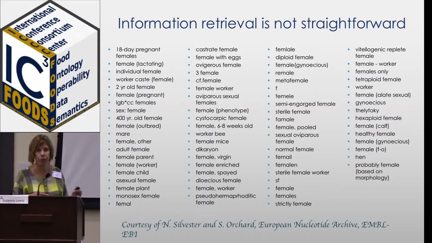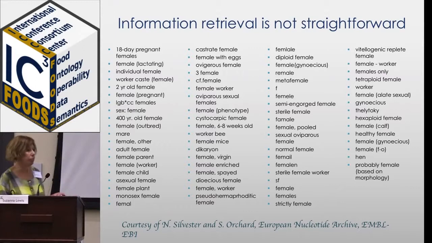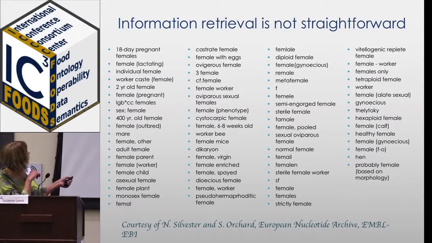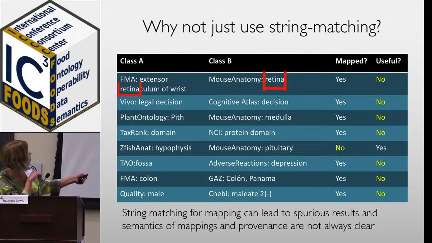Now, most of us, and I've done this too, we all do it, start with mapping. Mapping is useful, but I don't think it's the ultimate and final and best solution, because you end up with different problems. So you can have things where you've mapped the string retina, and these two classes have been mapped together. Is it useful? No, because it's just plain wrong from a biological sense.